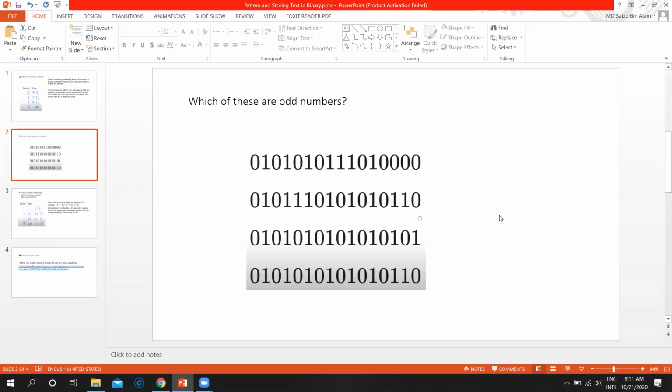Now, see, if I ask you about some random numbers, and we don't know what the numbers are here, they're some big numbers. If I ask you which of these are odd numbers, the third one. Yes, only the third one, because the last bit, or one's place, is one here. The others are even numbers. So whenever we find one in the last bit, we can instantly say that it's an odd number.